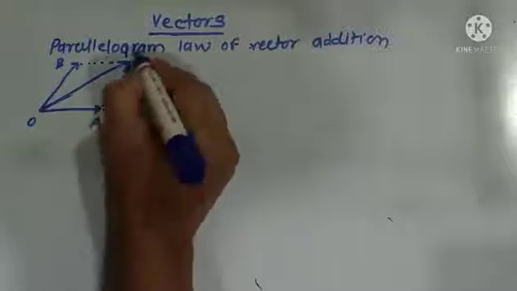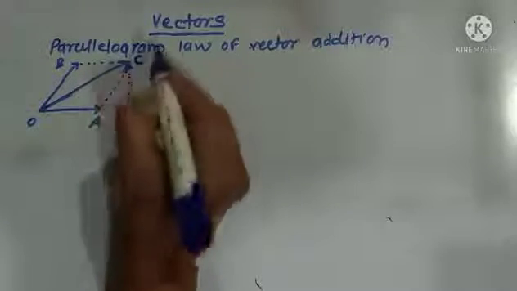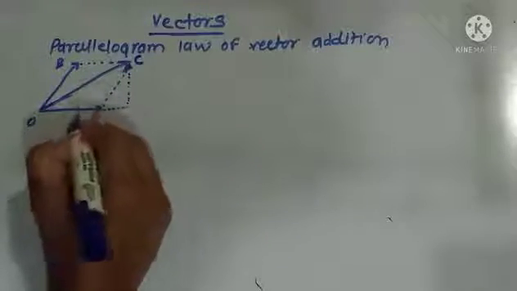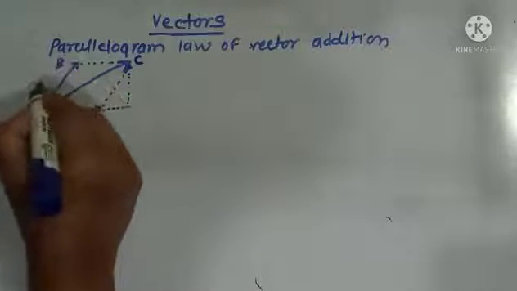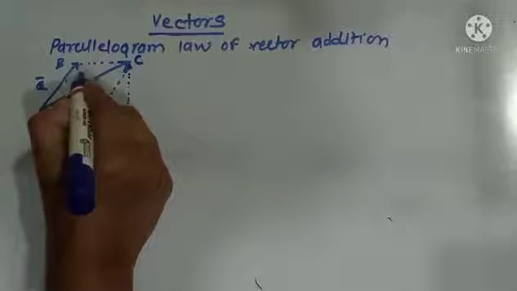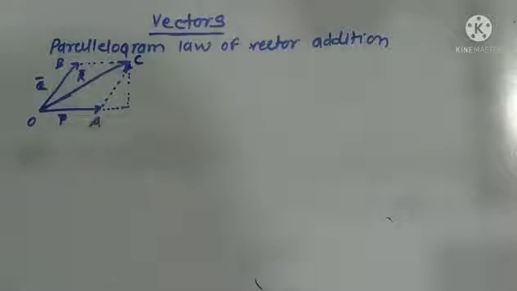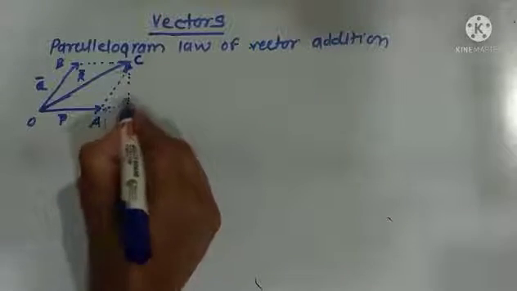Now if I draw, let us name these. This is OA, this is OB, let this point be C, and let us call OA as vector P and OB as vector Q, and let us call this vector R. Okay, and let us call this point D.